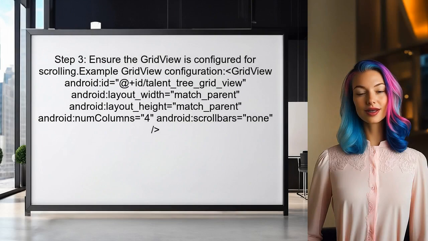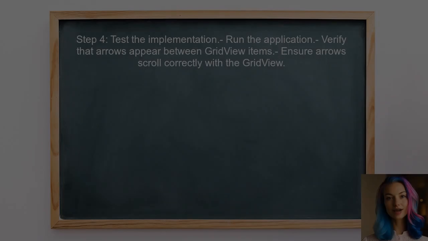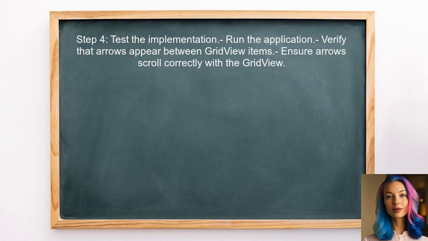After setting up the adapter, the user should ensure that the grid view is properly configured to allow for scrolling. This is crucial for maintaining the layout as the user scrolls through the items. Finally, the user should test the implementation by running the application. They should check that the arrows appear correctly between the items and scroll with the grid view.